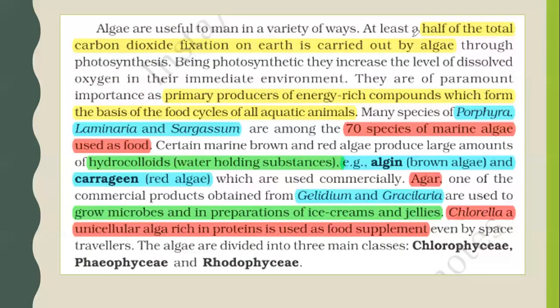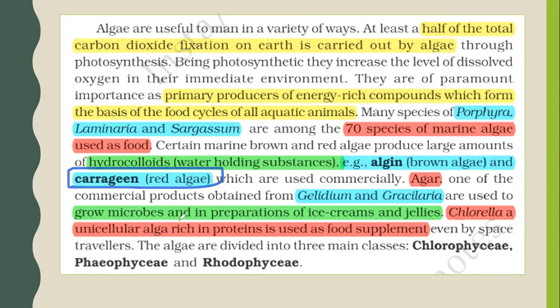At least half of the total carbon dioxide fixation on Earth is carried out by the organisms known as algae. They are the primary producers of energy, which forms the basis of food cycles of aquatic animals. Many species of Porphyra, Laminaria and Sargassum are used as food. Certain hydrocolloids, water-holding substances such as algin, are obtained from brown algae, a previous year question. Carrageen is from red algae, also a previous year question.